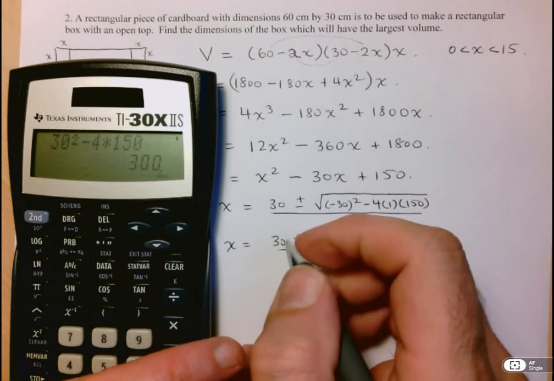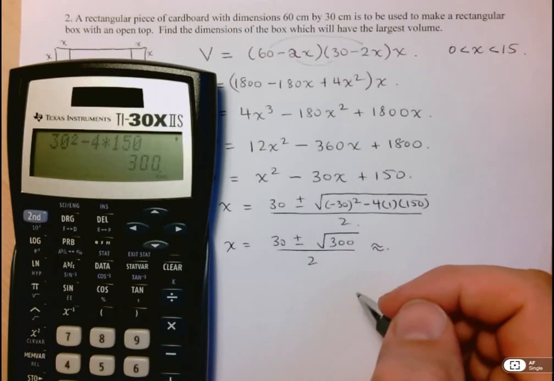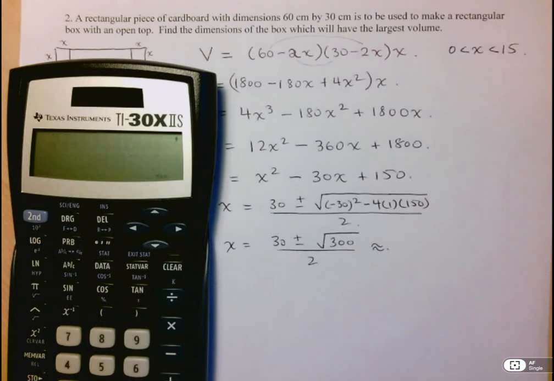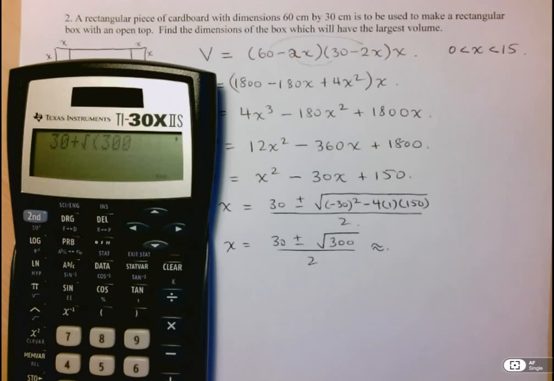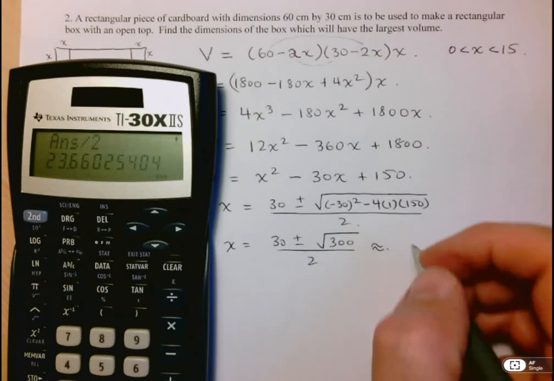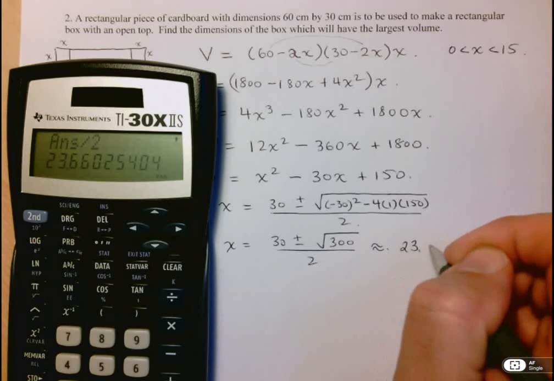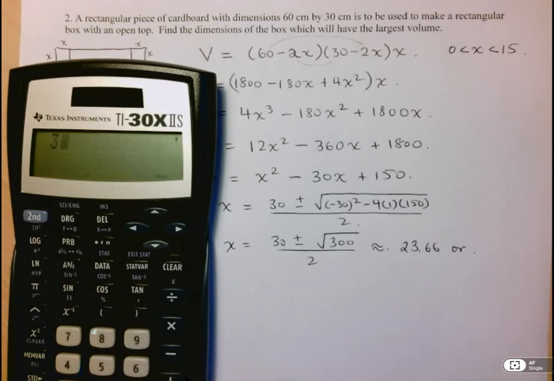And divided by 2. Now, since this is an application question, I'm going to approximate these answers. So let's see if both of them are valid. 30 plus the square root of 300, divided by 2, so that is 23.66, or we've got 30 minus the square root of 300, divided by 2, okay, 6.34.